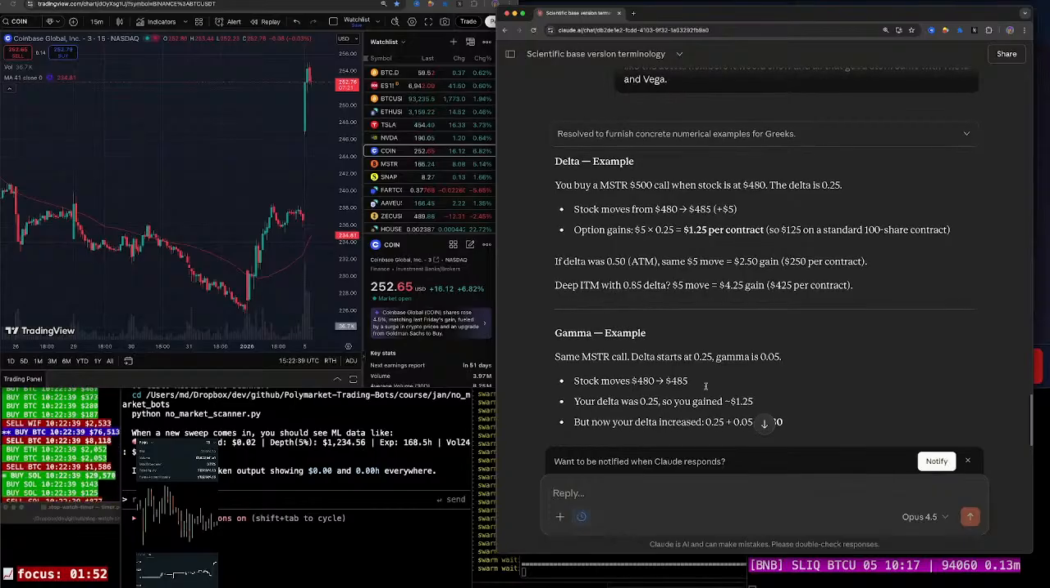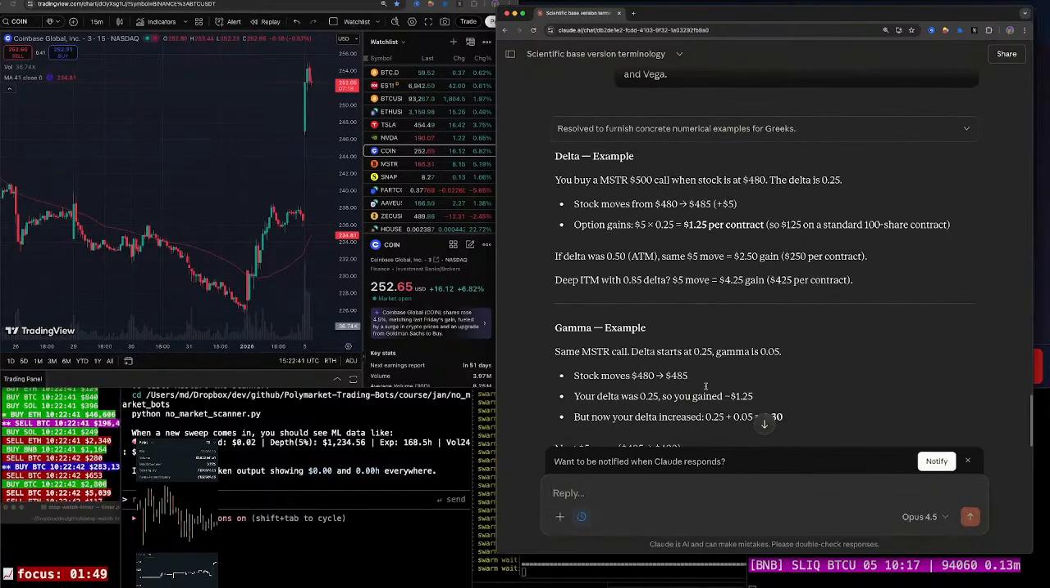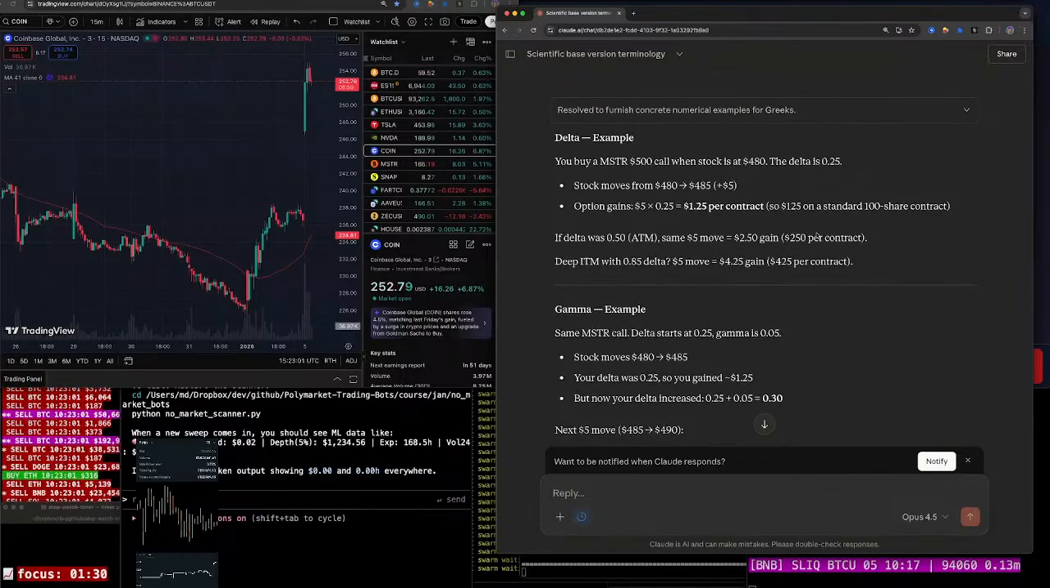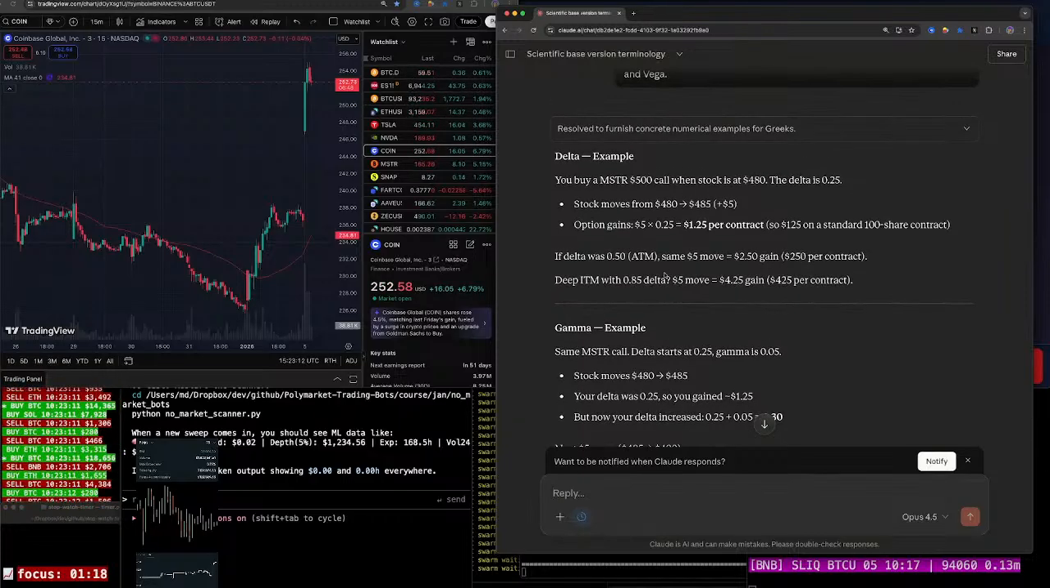Okay, delta. You buy an MSTR 500 call when the stock is at 480. The delta is 0.25. Stock moves $5. Option gains $5 times 0.25, so $125 on a standard 100 share contract. If the delta was 0.50, the same move would be $250. Deep in the money with 0.85 delta. Let me go look at these deltas right now. I think that's going to be helpful as well.